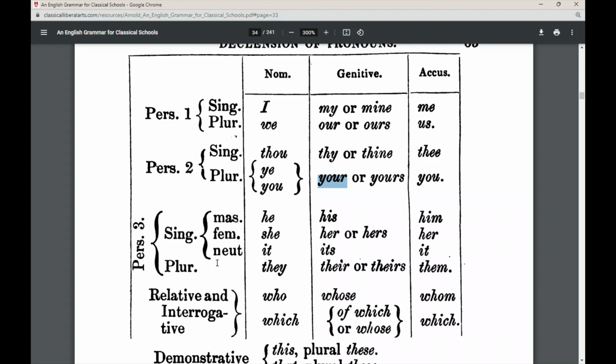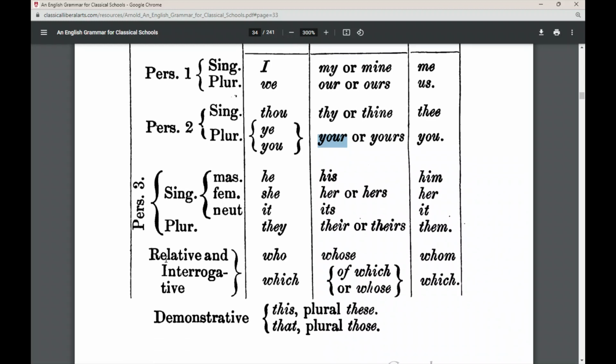And then lastly, we have the third person pronoun, which gets a little more complicated because there are three genders. Here you see masc, fem, and neut. Masc stands for masculine gender. Fem stands for feminine gender, and neut stands for neuter, or neither of the two genders. So the third person singular form for a masculine person in the nominative case will be the pronoun he. The genitive case would be his.